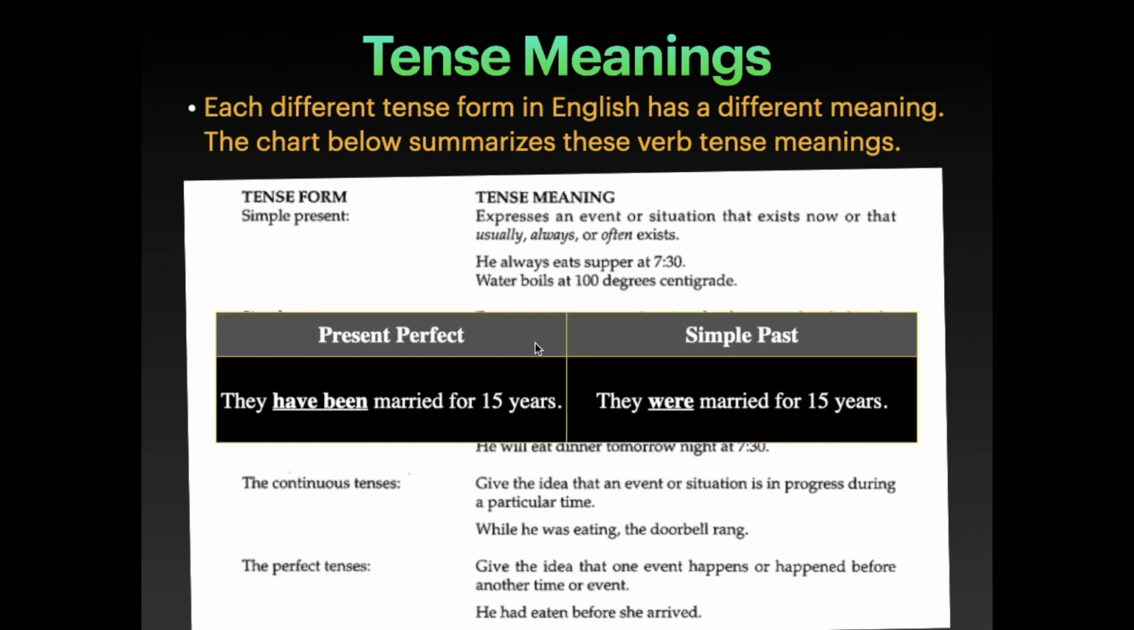I will show you an example of two different tenses. Here we have present perfect. They have been married for 15 years. And here we have simple past. They were married for 15 years. Solo con cambiar el tense o el tiempo gramatical del verbo, ya cambió completamente el significado. Porque si digo they have been married, ellos han estado casados, it means they are married now. O sea, ellos siguen casados. And if I say they were married for 15 years, ellos estuvieron casados, but now maybe they got a divorce, right? So they are not married right now. Entonces, esto cambia completamente el significado, okay?